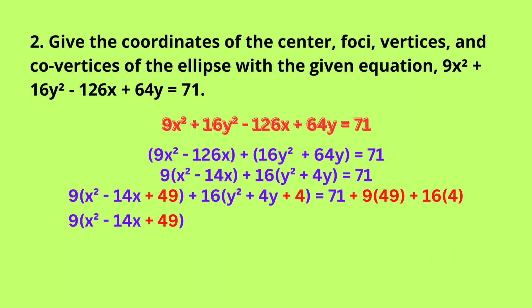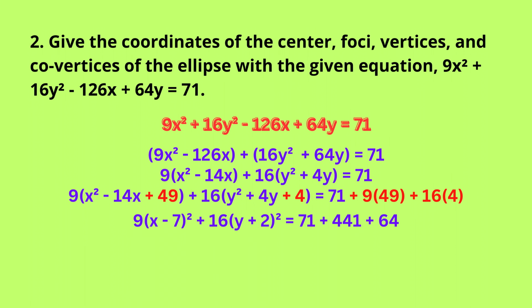Now we can rewrite this perfect square trinomial as a square of a binomial. We have 9 times (x minus 7) squared, while the other perfect square trinomial becomes 16 times (y plus 2) squared. Then, simplify the right side of the equation. It becomes 71 plus 441 plus 64, or that would be 576.